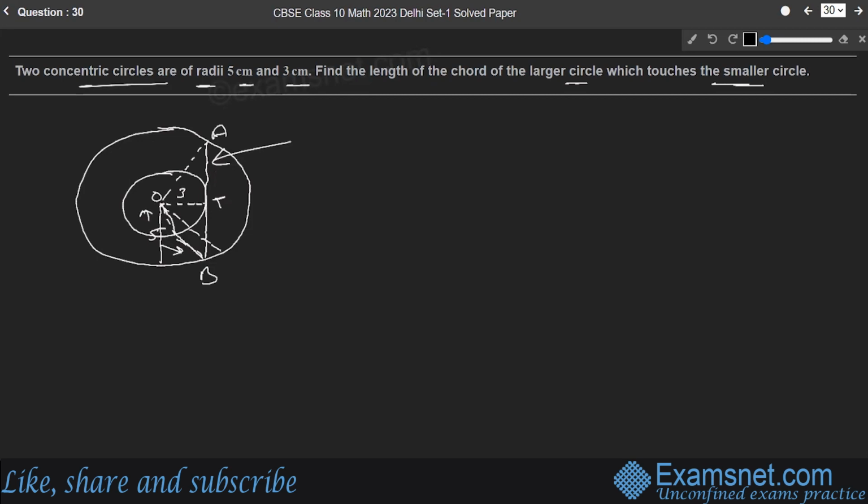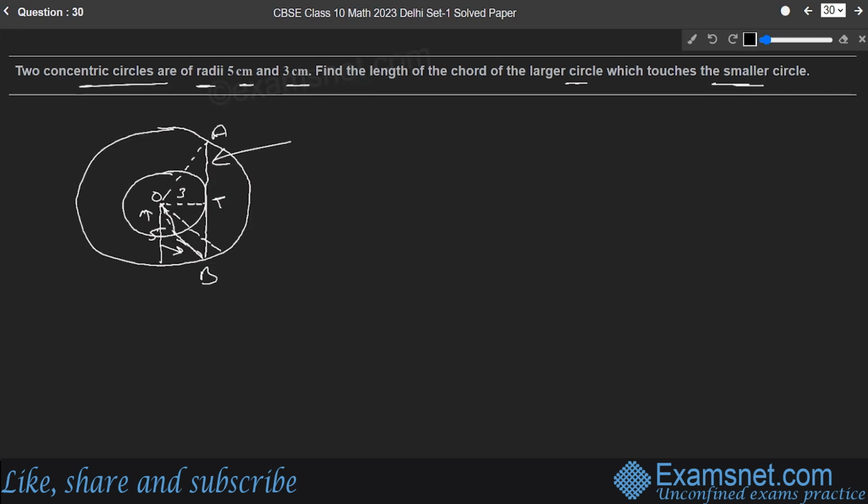Now what are they asking for? What are we supposed to calculate? They are saying find the length of the chord of the larger circle which touches the smaller circle. We are supposed to find out the length of the chord of the larger circle. That is, we are supposed to find out the side AB.